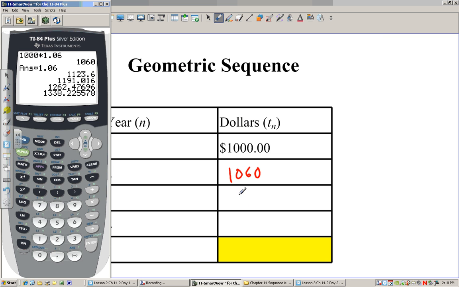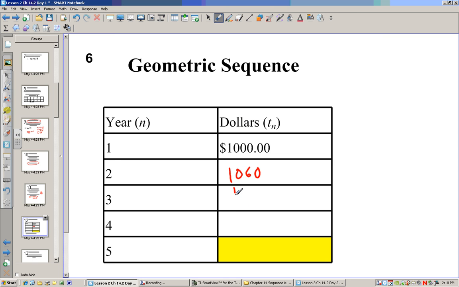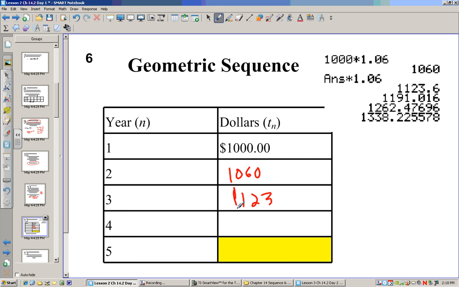So the next one's 1,123.6, 1,191.02, and then finally 1,262.48. So on the fifth year, they'll have $1,262.48.